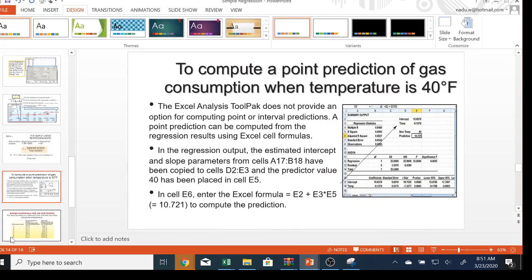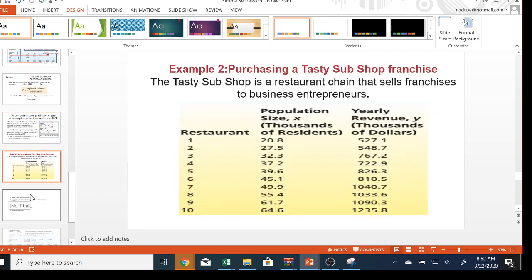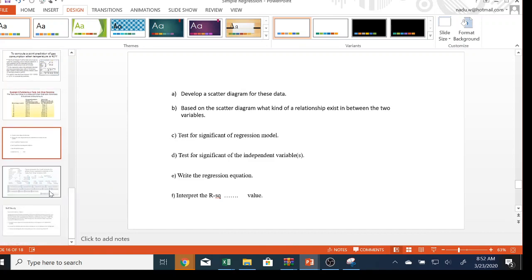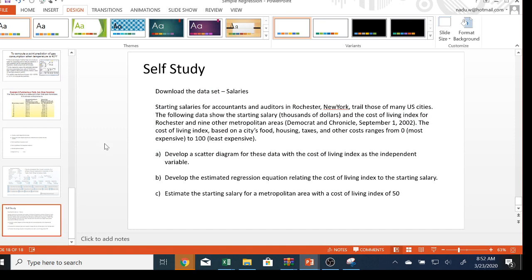Now that I have practiced one question for you, you can rewind and see, and you can practice example 2. Here you develop a scatter diagram. Based on the scatter diagram, you have to interpret what kind of relationship there is. Then you use the data analysis toolpack and test for the significance of the regression model. These things you have to practice. I have uploaded the data set in the course web, so refer to the data sets and do the practice questions. If you have any questions, you can post them in the forum given.